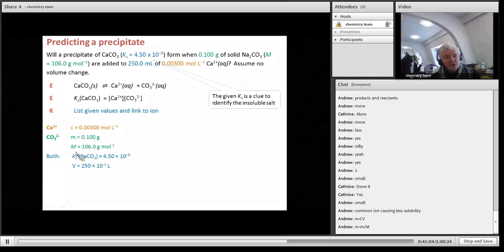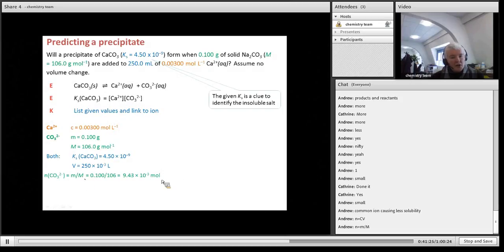Use your units to help you: grams divided by grams per mole. Per mole at the bottom becomes mole at the top. And once I know n, I can use C is equal to n over V. So there it goes, n of carbonate, and you can do this on your calculator at the same time. And so I can work out the concentration of carbonate.